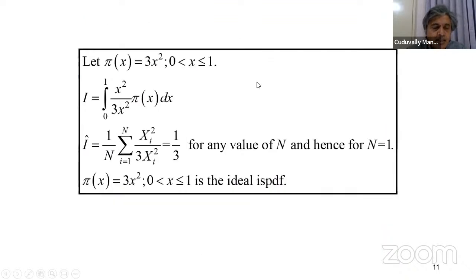For example, if you take pi of x as 3x squared, the integral becomes x squared by 3x squared into pi of x. If you sample from this, you get the answer to be 1 by 3 for any value of sample size, and hence also true for one sample. So there is something miraculous here. With one sample, I am getting the right answer. Therefore, this sampling density function is an ideal sampling density.